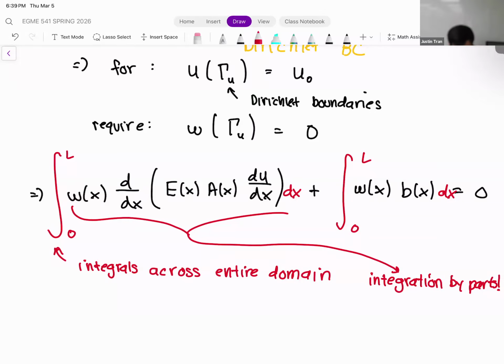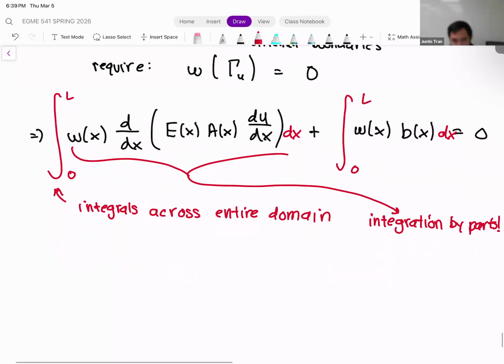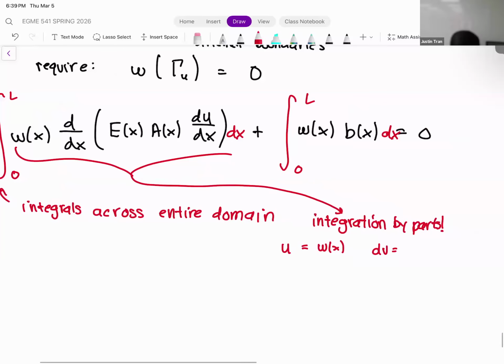So you probably did not expect that either. I know the first time I learned this, I was like, why are we randomly opening the calculus textbook and pointing at random stuff, right? But trust me, there's a purpose for this. If you remember integration by parts, we have a u part and a dv part. For the u part here, we're going to set it equal to w of x. And for dv, we're going to set it equal to everything else in that expression there: d dx of E times A du dx.